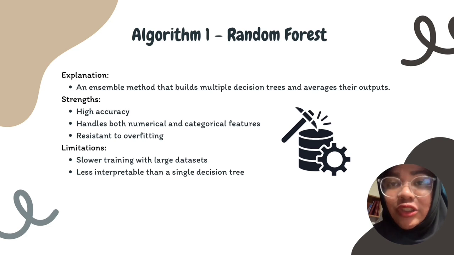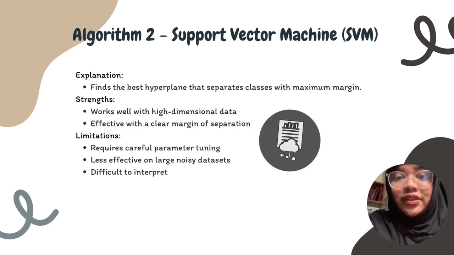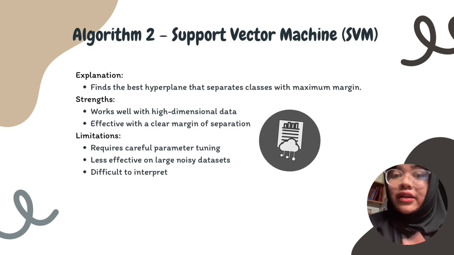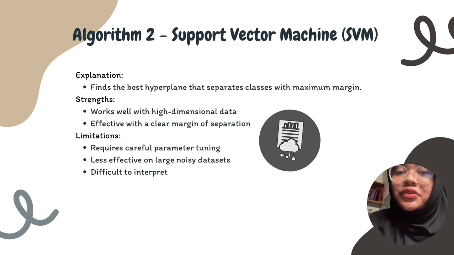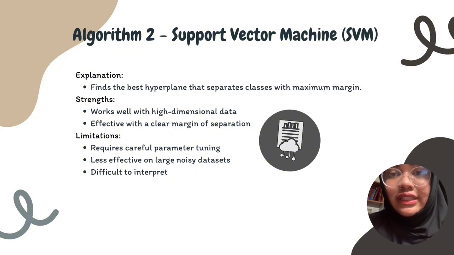So the second algorithm, support vector machine (SVM), works by finding the boundary or hyperplane that separates the classes, like grade A from grade B. Its strengths are that it performs well on high-dimensional data and when there's a clear margin between classes. Limitations include the need for parameter tuning, lower performance with noisy data, and it's more difficult to interpret.